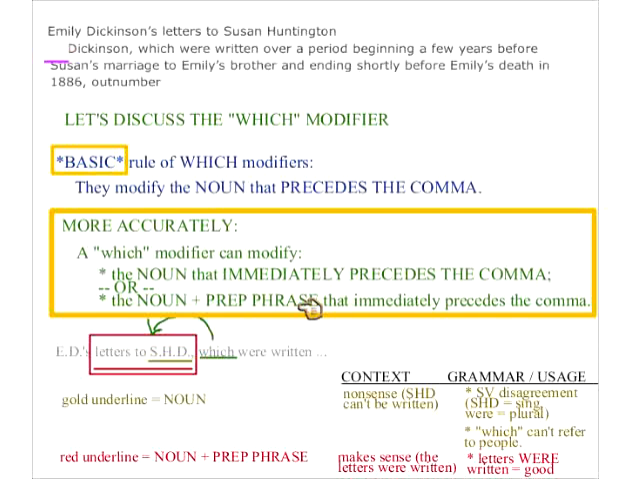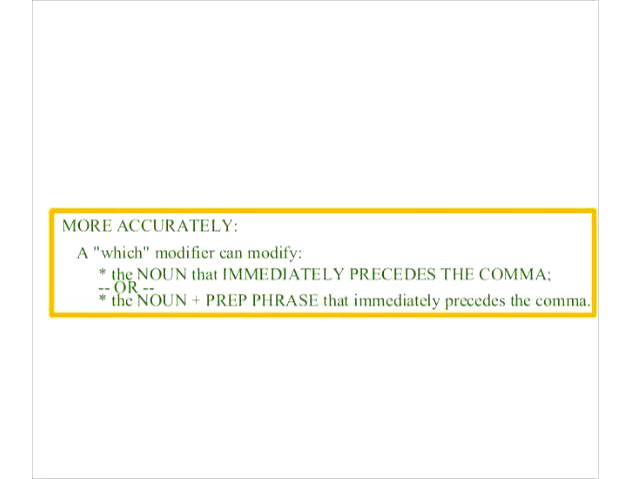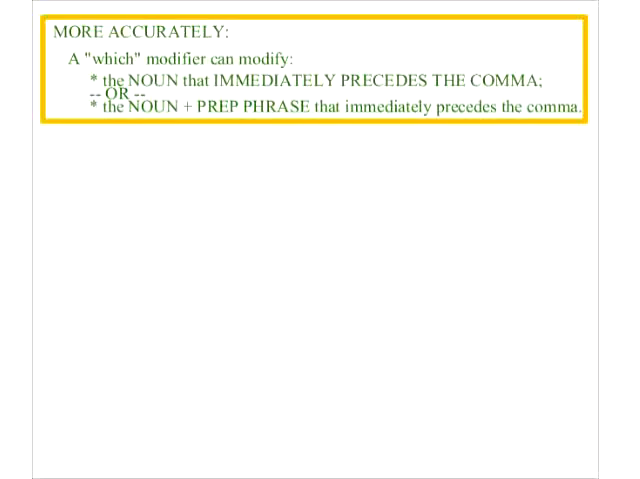So we'll come back to the rest of the problem in a second, but let's go through another couple examples of how this modifier is used. So again, here's the box from the previous page. Which can either modify the preceding noun or it can modify the preceding noun plus prep phrase. And the new point that we're going to make on this slide is that you're going to have to use context to figure out which of these is the case.